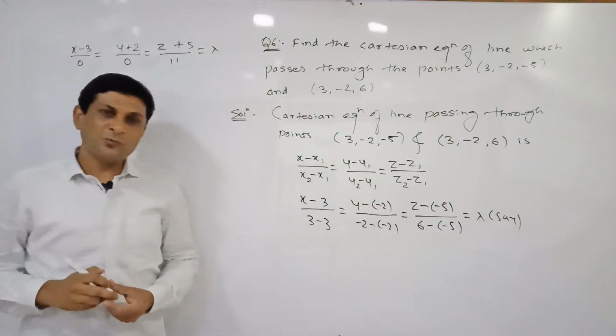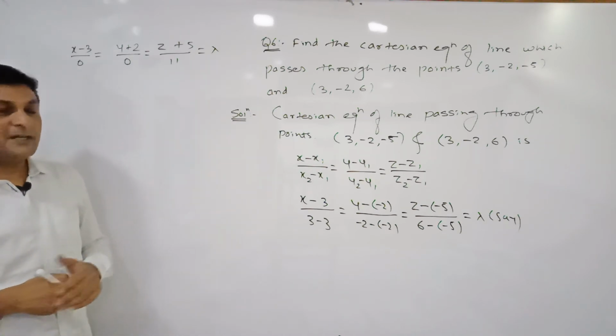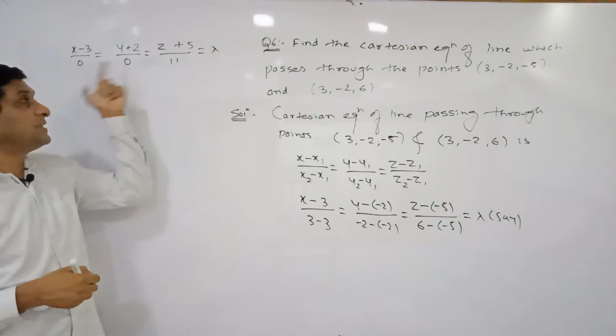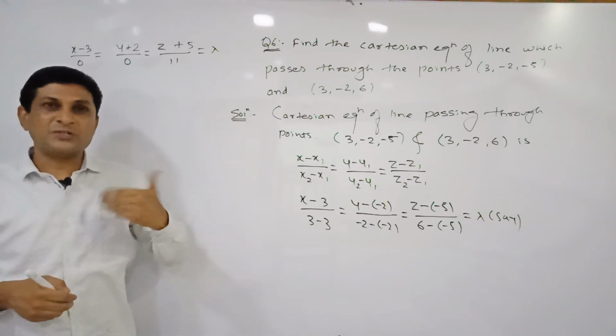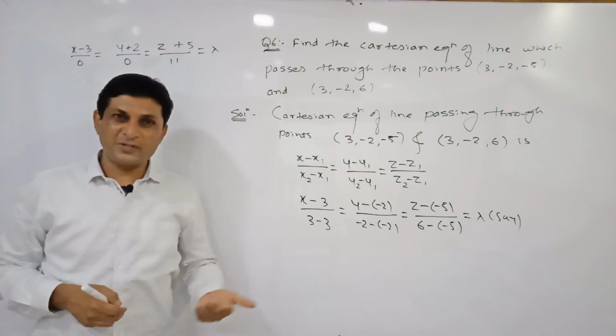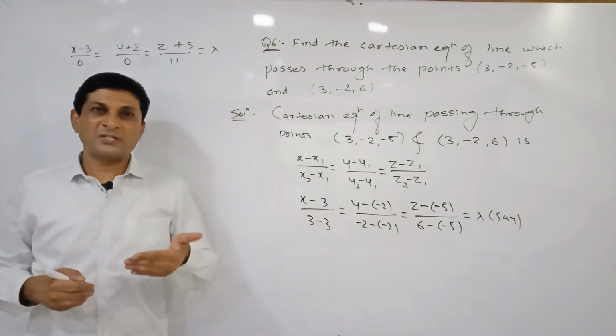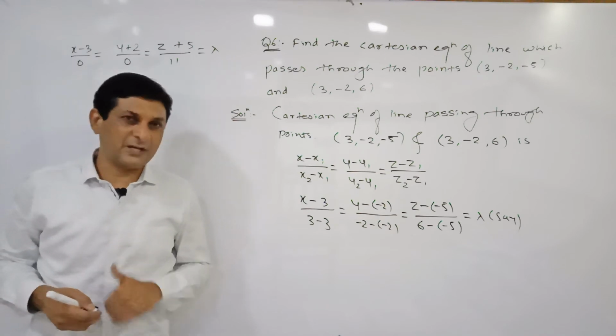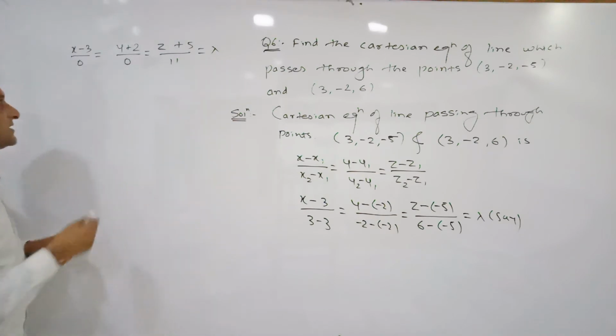But whenever we are writing the equation of a line, and in the denominator we are getting 0, at that time we give priority to converting this equation into parametric form, because generally we do not write 0 in the denominator. So let us simplify this equation.